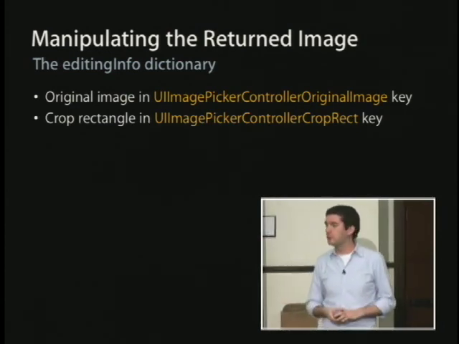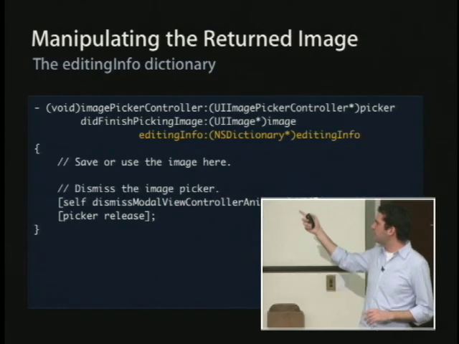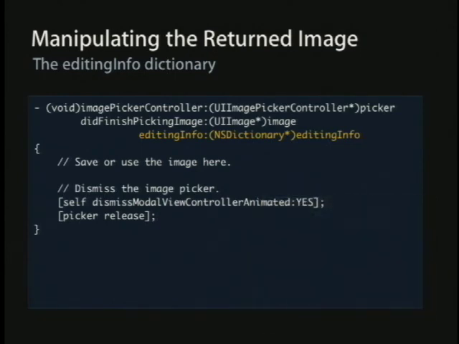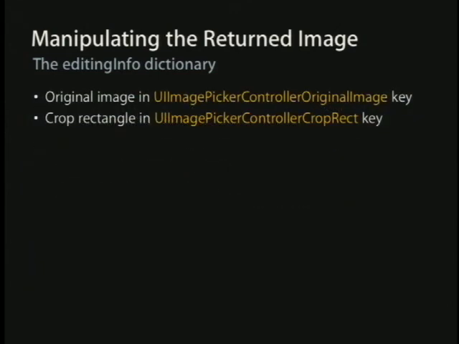that the user cropped to. If we go back here for a second, the did finish picking image part, the UI image that you get back in the delegate method, is pre-cropped, right? So it's not the full image. It's cropped down to the size that the user actually picked. So if you need the full image, you actually have to get it out of that editing info dictionary.